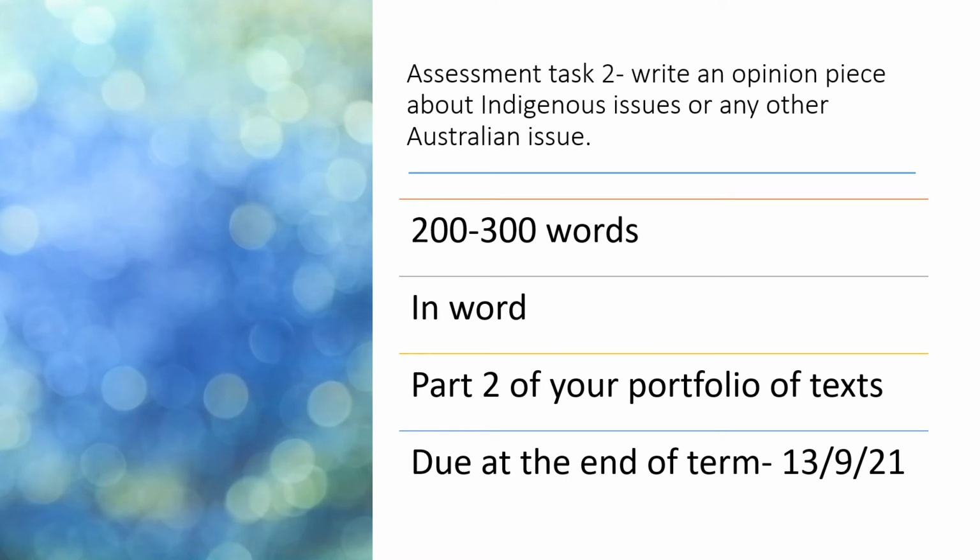Assessment task 2 is to write an opinion piece about Indigenous issues or any other Australian issue. You can choose whichever issue you want. The piece should be between 200 and 300 words, in Word format, part 2 of your portfolio of text, and it's due at the end of term, which for this term is the week of the 13th of the 9th.